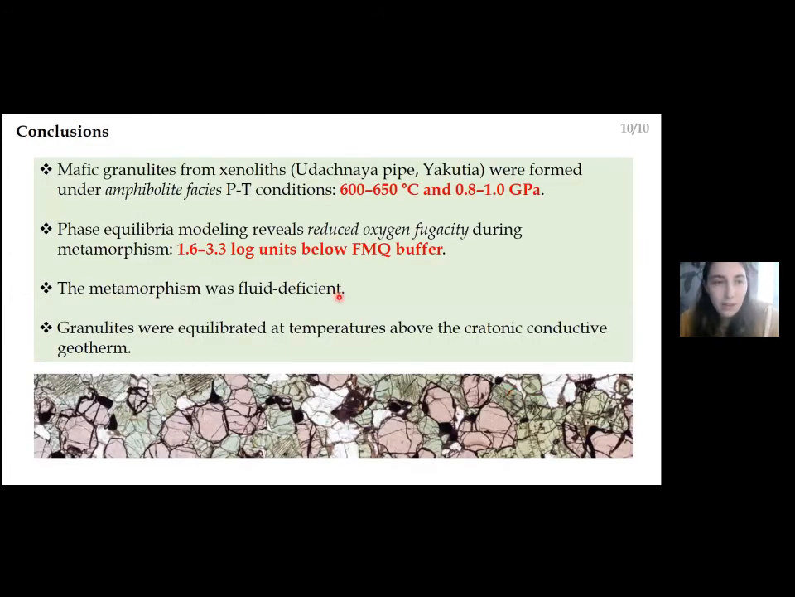So the main conclusion here is that mafic granulites from the xenoliths we studied were formed under amphibolite phase conditions. Phase equilibrium modeling reveals reduced oxygen fugacity during metamorphism, up to 3.3 log units below the buffer. We think the metamorphism was fluid deficient, and granulites were equilibrated at temperatures much higher than can be reconstructed from a conductive geotherm. That's all. Thank you.